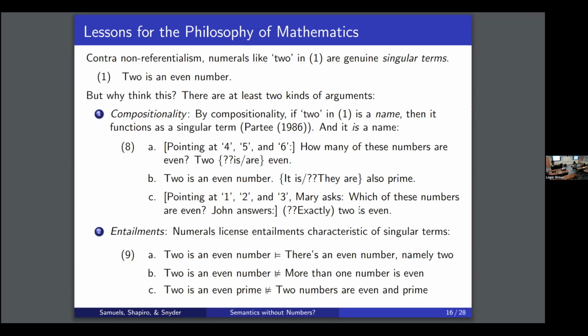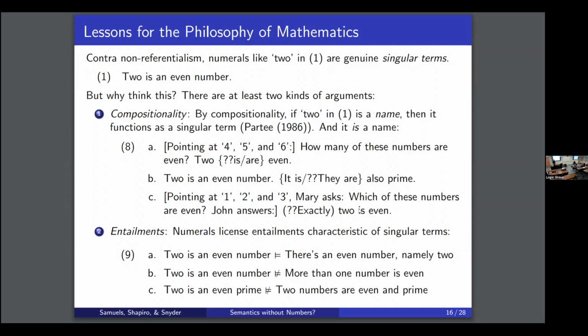Numerals license what some philosophers have said to be characteristic of singular terms. So 2 is an even number, therefore there's an even number, namely 2. That seems like a good inference. 2 is an even number. It does not follow from that that more than one number is even. You can't infer that. Here's an even worse one. 2 is an even prime. This is due to Susan Rothstein. 2 is an even prime. It does not follow that 2 numbers are both even and prime. That's a better one. Again, 2 has to be a singular term.